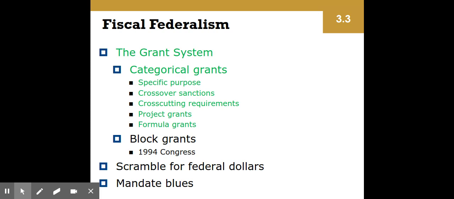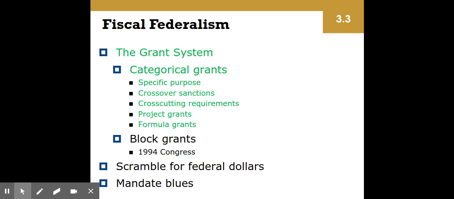And most of this, of course, when you look at it, is done through money, or fiscal federalism. The grant system. Categorical grants have a specific purpose. They can cross over to different areas. They have different requirements that can also cut over different areas. There are project grants, which are meant for specific programs. There are formula grants, which involve basically metrics. So certain people or certain cities or certain programs at the state and local level have to meet certain numbered qualifications in order to get those.